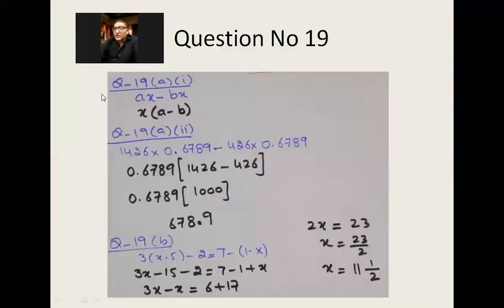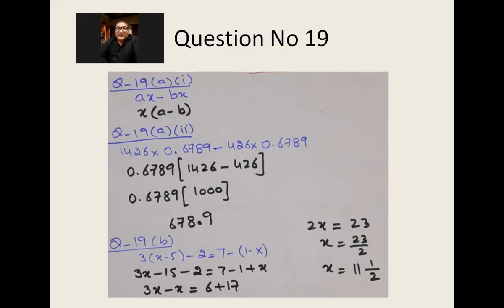So here we go. Question number 19, A part: you can take x common. So in the bracket, you will have a minus b. Very simple question. This is an expression, and we have to evaluate it, but we have to use the factorization which you used in the A part.